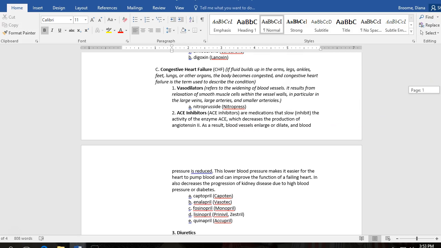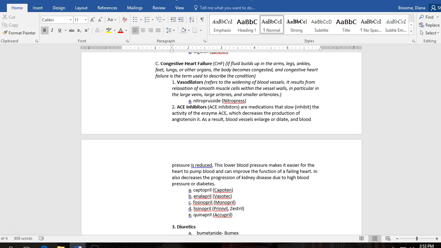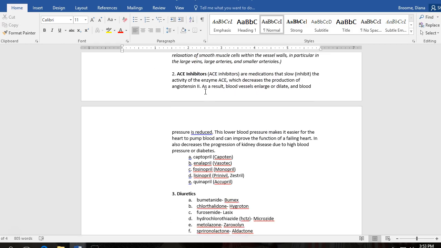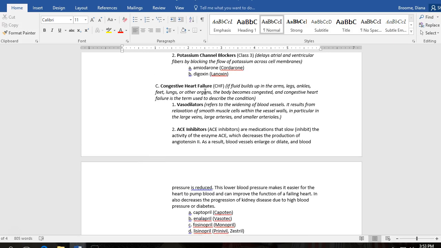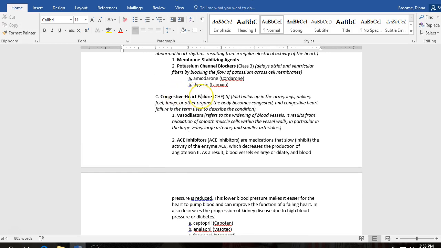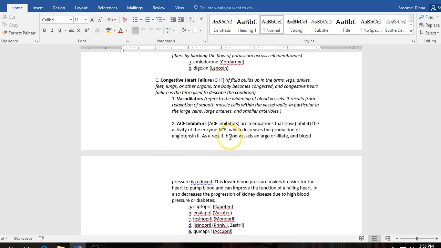NitroPress was an example of one, but that's not on your list, so I'm going to make sure I delete that so that you don't get confused. But just know that there are vasodilators, ACE inhibitors, and diuretics that could be prescribed for somebody who has CHF, or congestive heart failure.